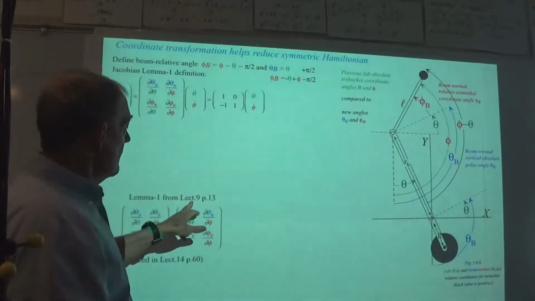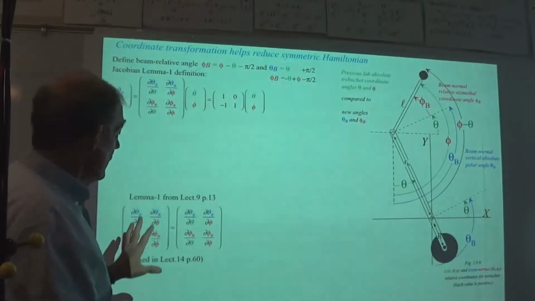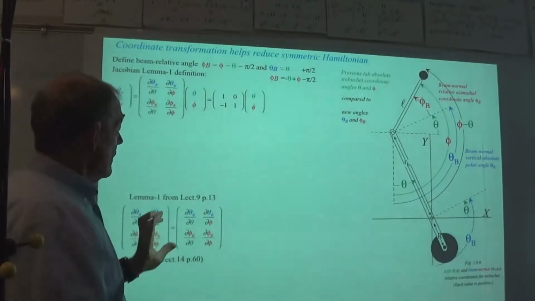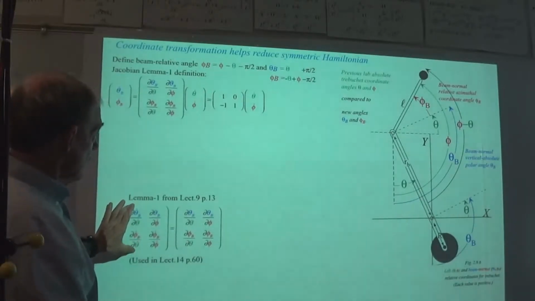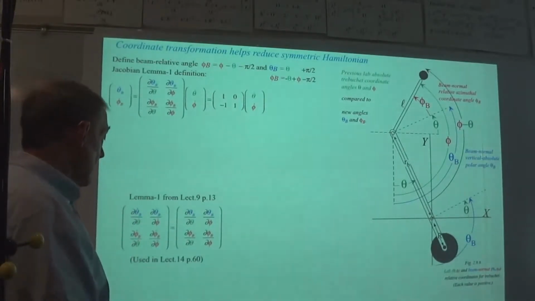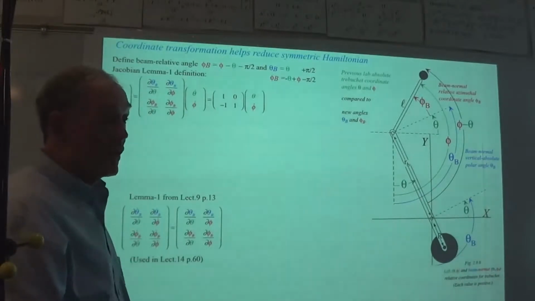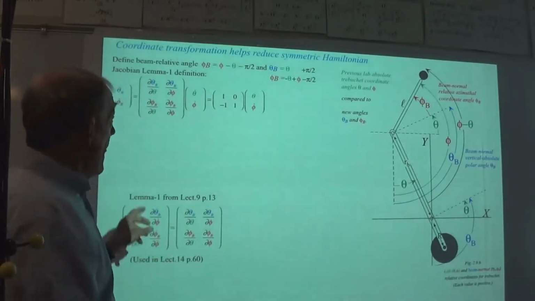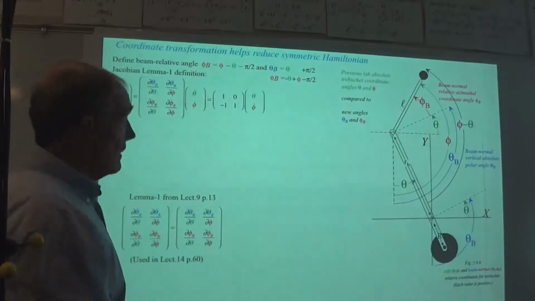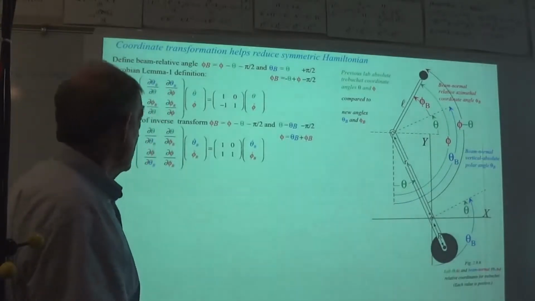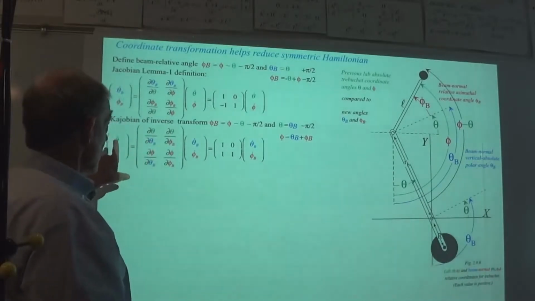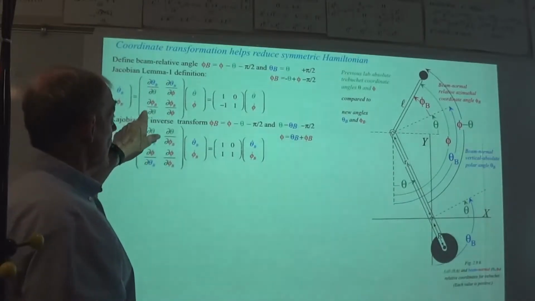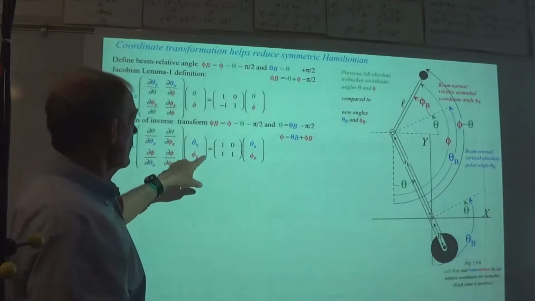Now, remember lemma 1 back in lecture 9, which said that the Jacobian and the velocity Jacobian, that's the coordinate Jacobian, here's the velocity Jacobian, are equal. Okay, this is what we use to derive the Lagrange equation, right? So that then lets me write an equation for the velocity. And I also point out here the inverse of this thing, very simple.